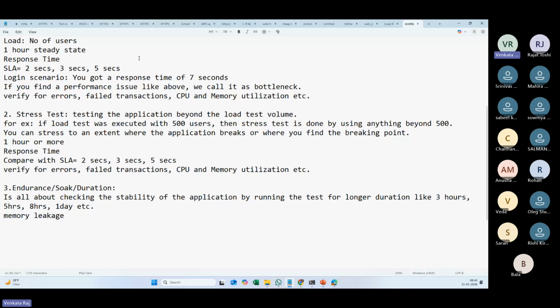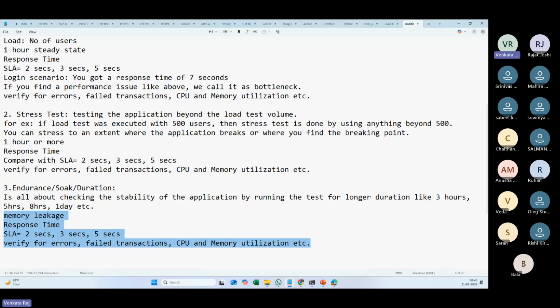We will also verify the response times and compare them with SLAs. At the same time, we also look for errors, failed transactions, CPU and memory utilization, etc. So these things will be taken into consideration when you're running the endurance test for a longer duration. Okay. Now, how much time do we need to run? 3 or 5 or 8 hours or 1 day? It all depends on your project.